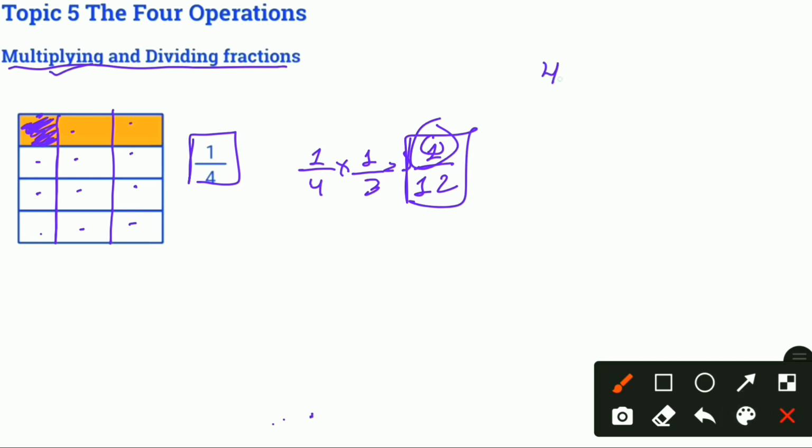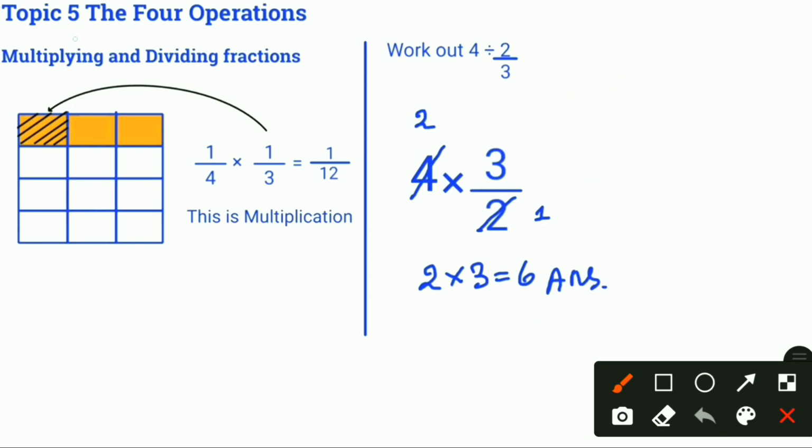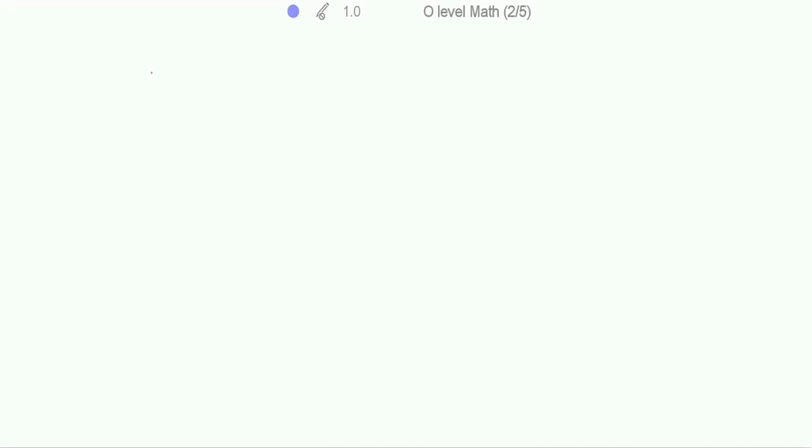Let's say 4 is divided by 2 upon 3. How are we going to do this? We can just take the reciprocal and change the sign to multiplication, so it becomes 3 upon 2. First it was 4 divided by 2 upon 3. Now it's 4 times 3 upon 2. So 4 3s are 12, upon 2, and then 6. Okay? Topic 5, the four operations, is done. That's all we need to remember.